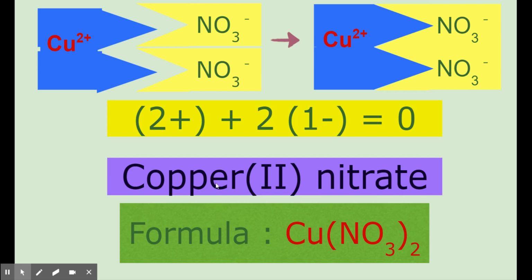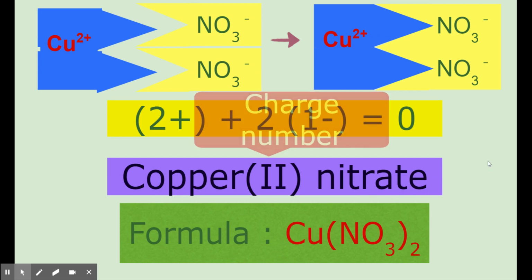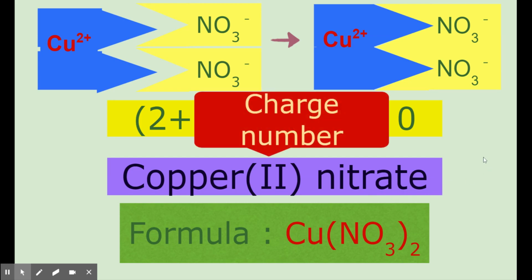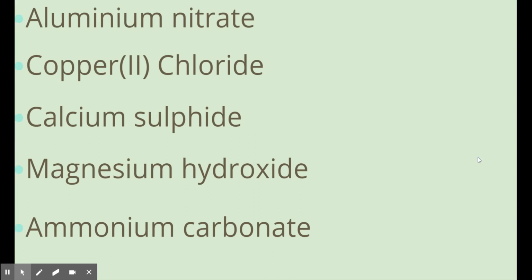But we haven't studied anything about oxidation number yet. So at this moment, you can still imagine this bracket representing the number of charge of that particular cation. So this one is called copper 2 nitrate. Do remember this one is a charge number. So let's take these few questions as an example. Give yourself a pause and then try to think about what the chemical formulas of these five chemicals are.